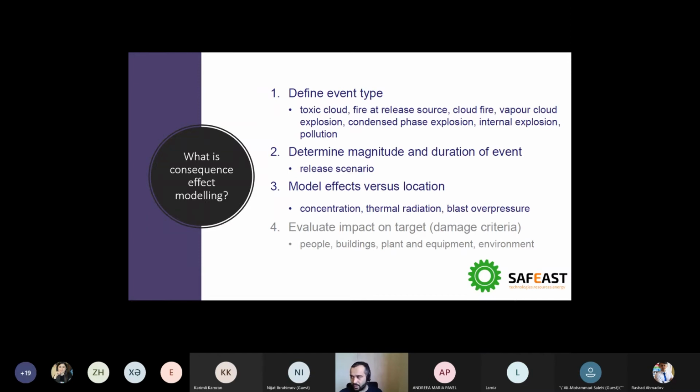But let's first define what consequence modeling means, and how we define the event, how we determine the magnitude, how we determine the duration, and what the model effect versus location is. Then we will be able to talk about the impact on the target.